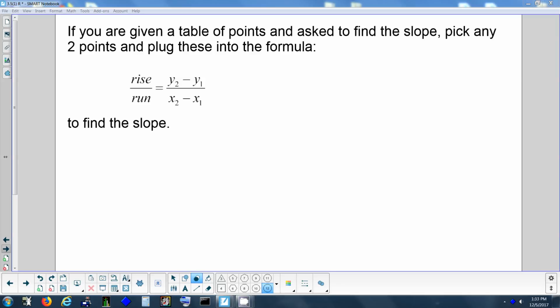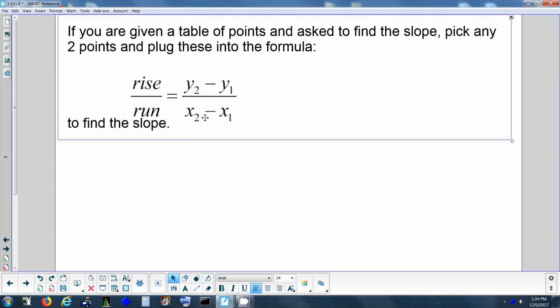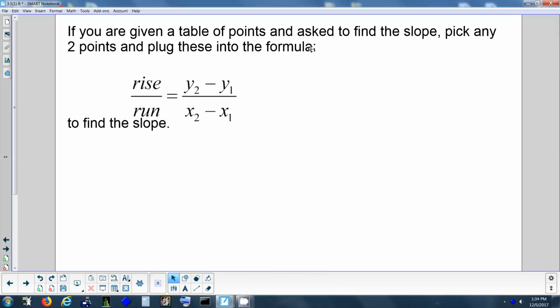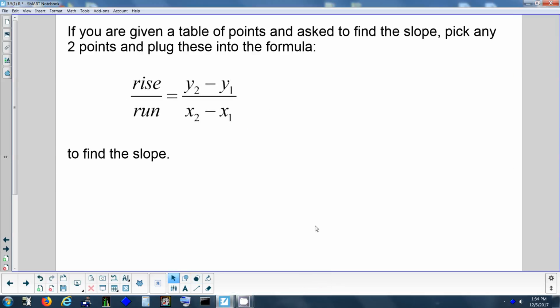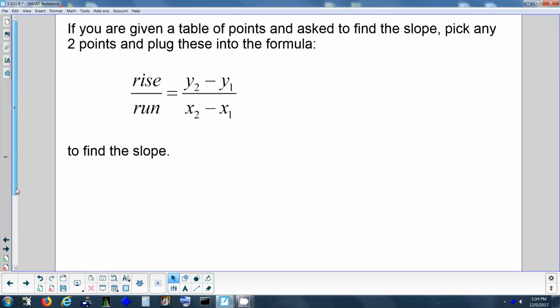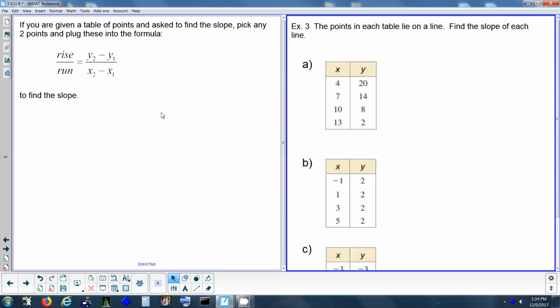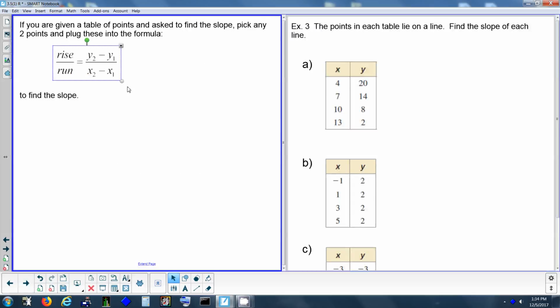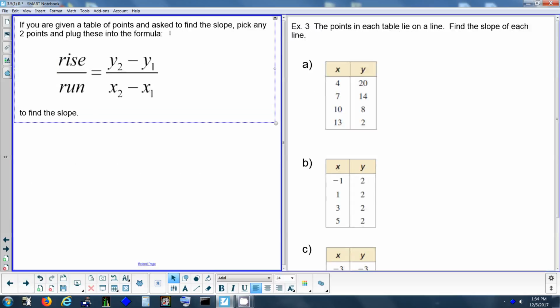Everybody okay with that? If you're given a table of points and asked to find the slope, pick any two points and plug them into that formula. We talked about this formula earlier. Now we're not giving you a picture, we're giving you a chart, so there's nothing to count. You have a whole bunch of coordinates on your chart, but you only have to pick two.